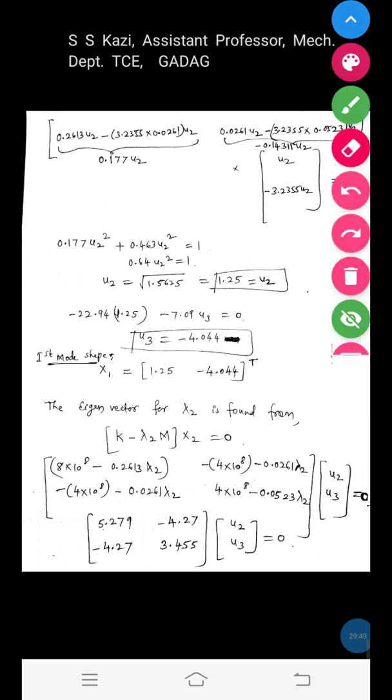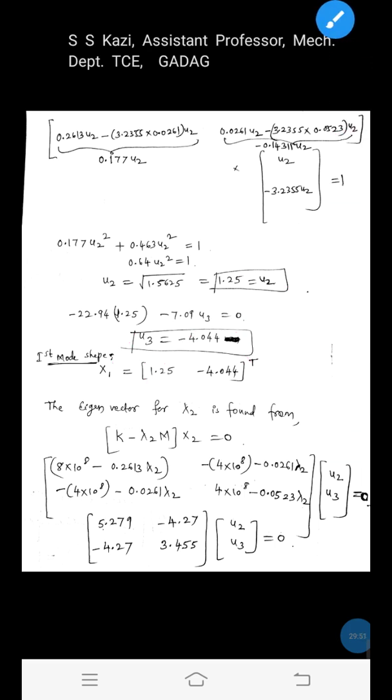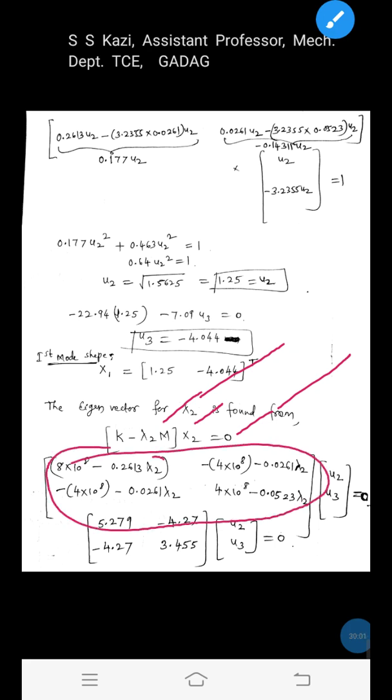Next, similarly for the second mode shape, the eigenvector for lambda 2 is found from k minus lambda 2 m into x2 is equal to 0. Just as in the previous page we discussed k minus lambda m, you replace lambda by lambda 2 and substitute the lambda 2 value here.